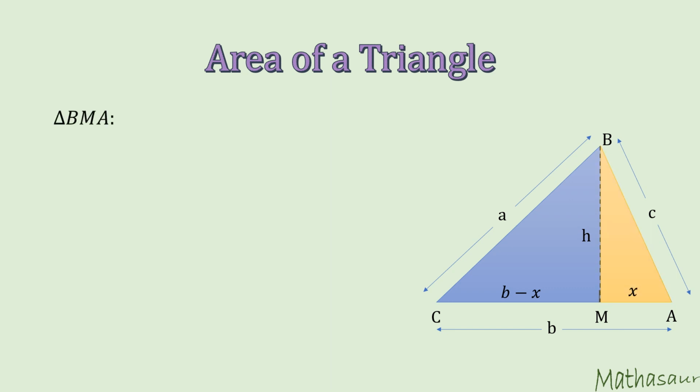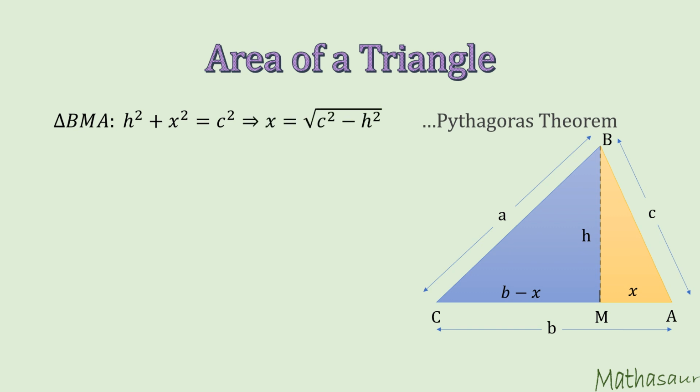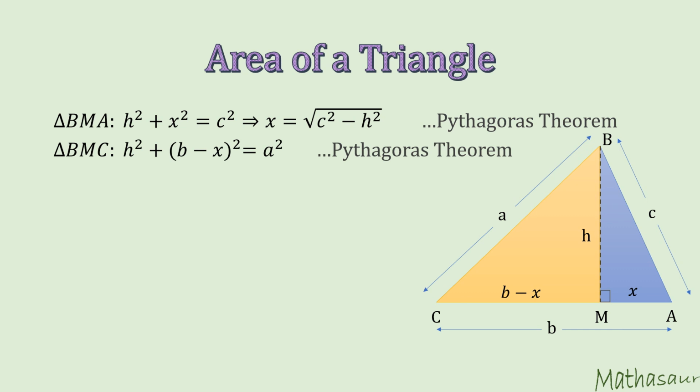Now let us look at triangle BMA. Since it is a right angle triangle, we can apply the Pythagoras theorem and write h square plus x square is equal to c square. Or we could write x is equal to square root of c square minus h square. Similarly, we could apply the Pythagoras theorem to triangle BMC. So h square plus b minus x whole square is equal to a square.